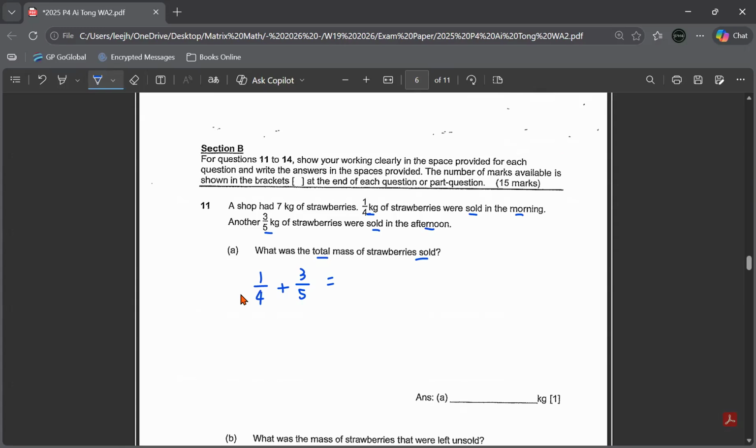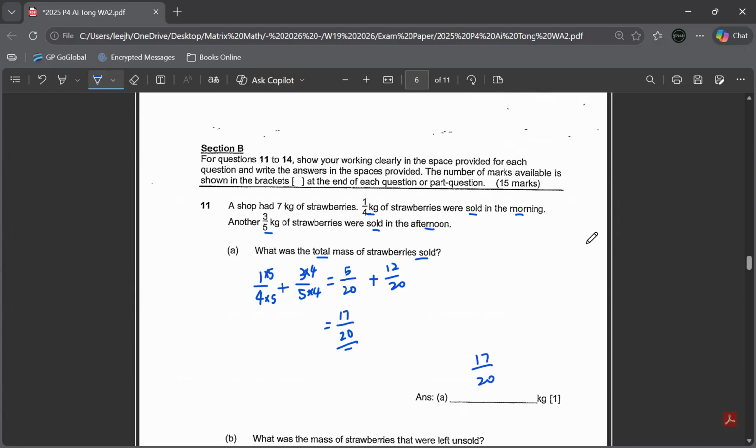So if you look at the denominator, you need to make them the same denominator of 20, because 4 and 5, lowest common multiple is 20. So this one times 5, times 5. This one times 4, times 4. So this will convert to 5 over 20 plus 12 over 20. 5 plus 12, 17 over 20. So you know that this is already in simplified form. You cannot simplify further. So the answer will be 17 over 20 kg for A.